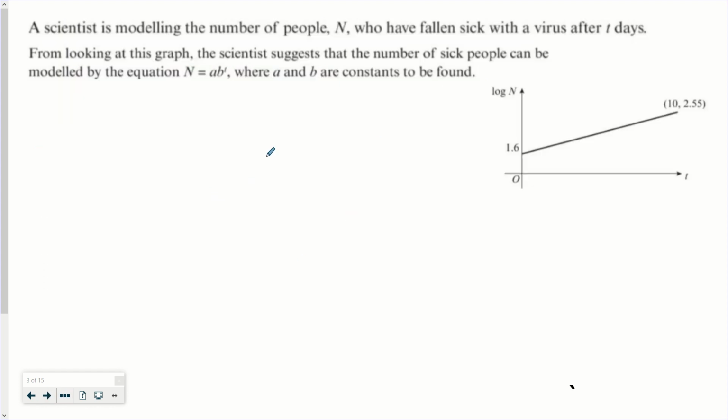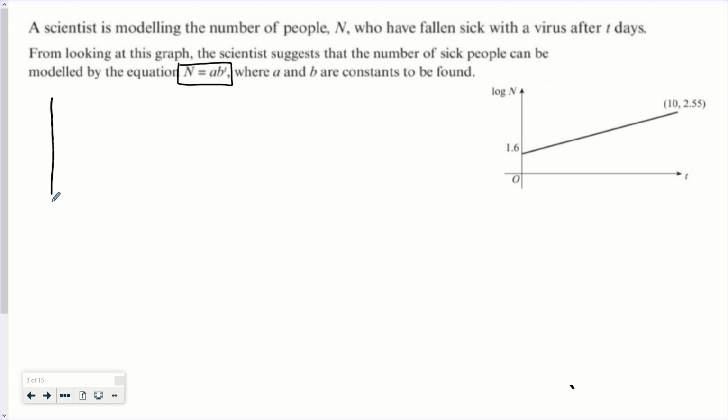Before we look at example 1, we're going to go back to looking at exponential models, which is actually what you studied in Year 1 Pure. So in this example, we've got a scientist who's modelling the number of people n who have fallen sick with the virus within t days. And we're told that the model has this form.